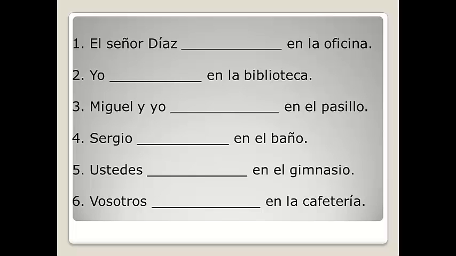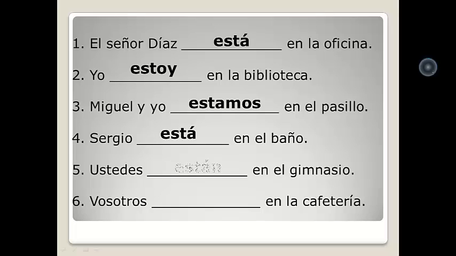Okay, el señor Díaz está en la oficina. Yo estoy en la biblioteca. Miguel y yo estamos en el pasillo. Sergio está en el baño. Ustedes están en el gimnasio. Vosotros estáis en la cafetería.